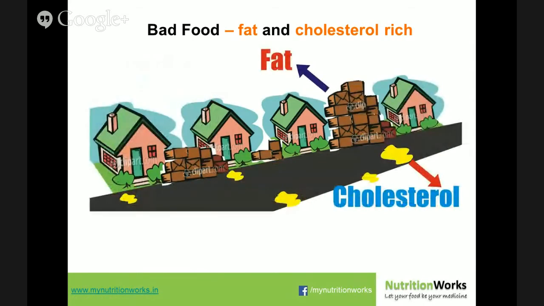So this fat and cholesterol are delivered to the cells. The houses here represent the cells in our body, and when you consume more fat than you require, fat stores it in adipose tissue. Here we can see neatly cartoned, packed cartons. And cholesterol, when consumed in excess, the cells discard it onto the blood vessel. Blood vessel here is represented by a black rod.